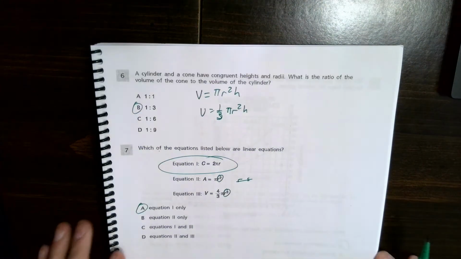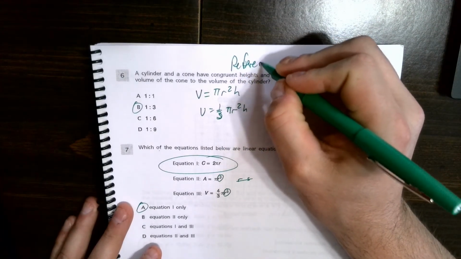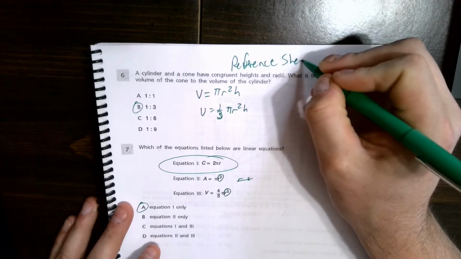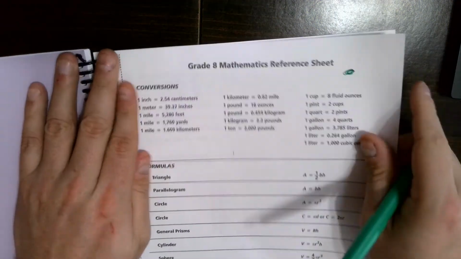Moving on to number 6. Okay, for this one, what you have to refer to is the reference sheet. What might benefit you is taking the reference sheet off the front page, ripping it out, and then referring to it when you need it.